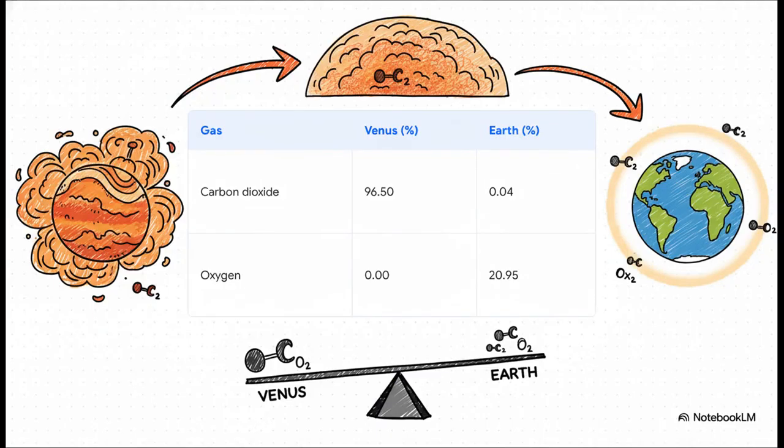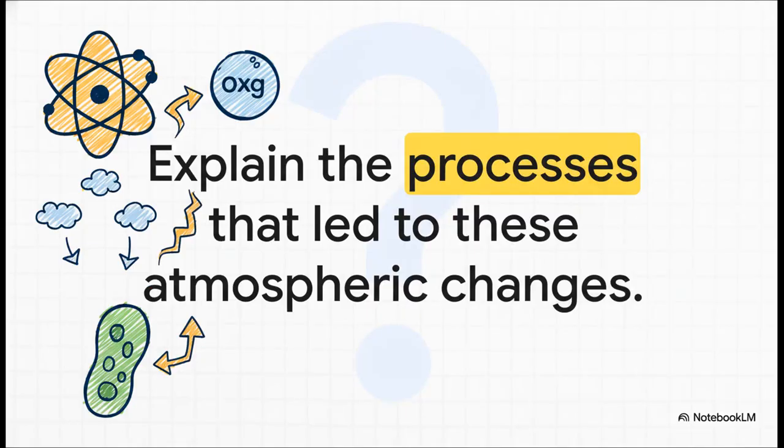First, they give us this table, and whoa, just look at the difference between Venus and Earth. Venus is basically all carbon dioxide, and Earth, well, it's not. The whole idea here is that Earth's early atmosphere probably looked a lot like Venus does today. And here's the question. See that word? Explain. It's everything. You can't just list the changes. You have to explain the processes that made the carbon dioxide drop and the oxygen appear. For 6 marks, you've got to build a case.